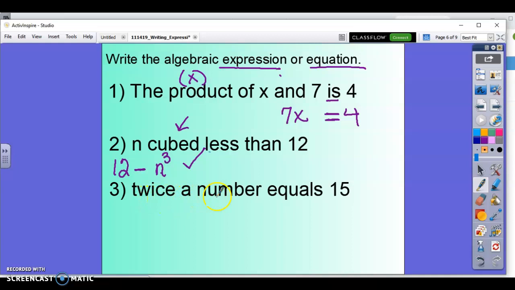This one says twice a number equals 15. So twice a number means 2 times something. And since it just says a number, I can use any variable I want. I'm going to use x because it's the most common. Equal means equal to, and it's 15.